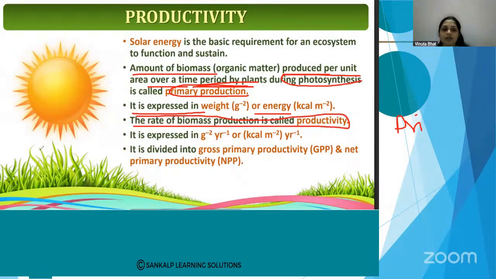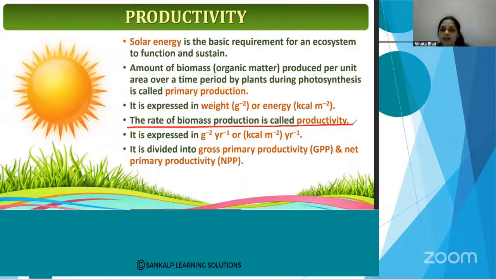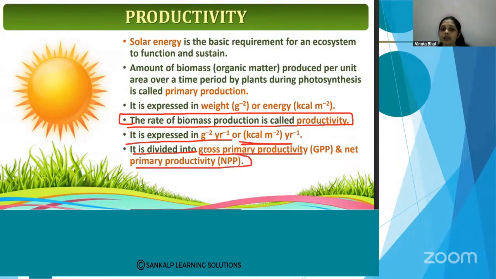Then how do you define productivity? The rate of biomass production is called productivity. It is expressed in kilocalorie per meter square, right? It is divided into gross primary productivity and net primary productivity.